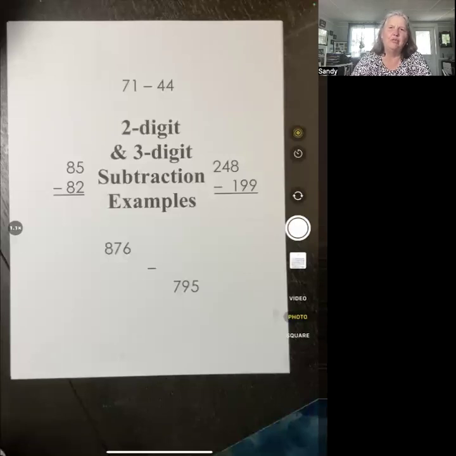Now in this video, we're going to look at some 2-digit and 3-digit subtraction examples. And those of you who saw the last video I posted where we looked at addition examples, these numbers may look familiar. As I said in that video, I just used my random number generator on my phone to get some 2-digit numbers and 3-digit numbers, and that's what I've used. Here, I just rearranged the numbers to make them subtraction problems instead of addition problems, but that's why these should look familiar.